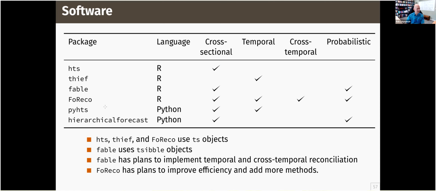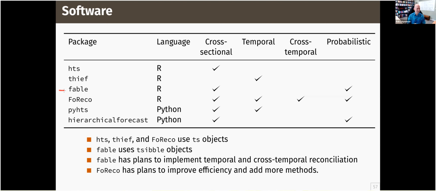IIF was the one that introduced the temporal hierarchical forecasting. Again, though, it's only point forecast reconciliation, but it's pretty quick, and that's the one I demonstrated earlier in this lecture. Fable is a package currently in development, which we eventually hope will do all of this.